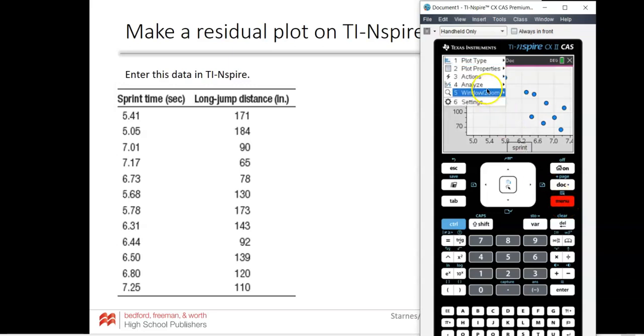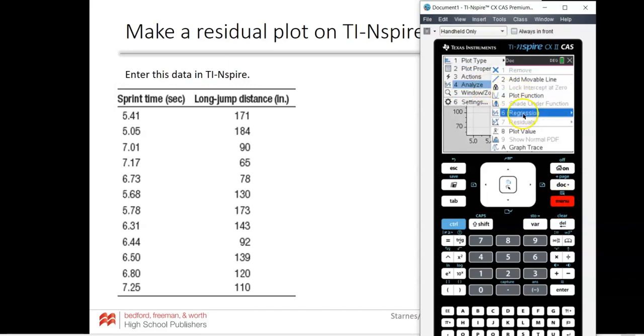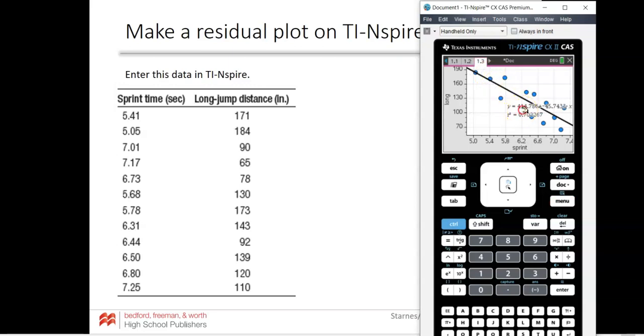So I'm going to do regression. Analyze, regression. Usually we like the A plus BX linear. You could do MX plus B if you're more comfortable with that. And because I have my diagnostics on, it shows R squared. If you don't have that on, hit menu, 6 settings, and then click the diagnostics box. So my R squared is 0.7, which means moderately strong. Seems like a pretty good description of that.